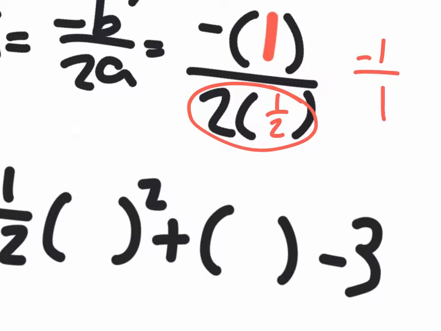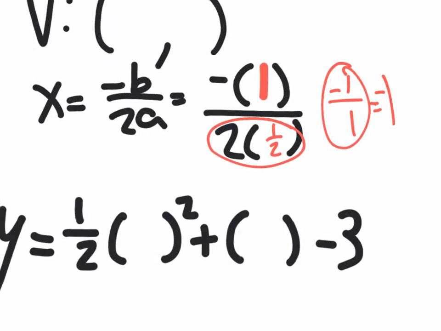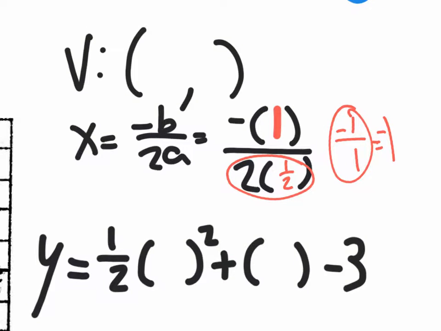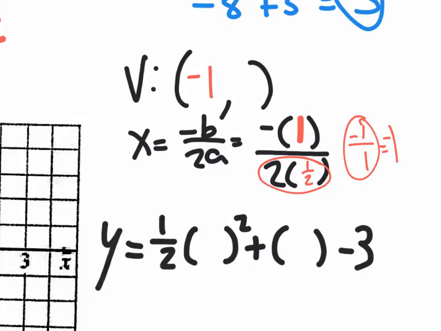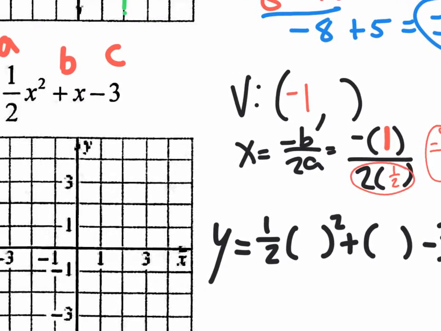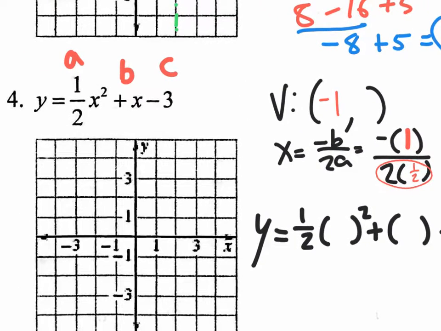That's just 1. So you really have negative 1 over 1, which the answer is just negative 1, right? So our x value of our vertex is negative 1. Once you have the x value, let's find the y value. How do you do that? By plugging it back into the original, okay?